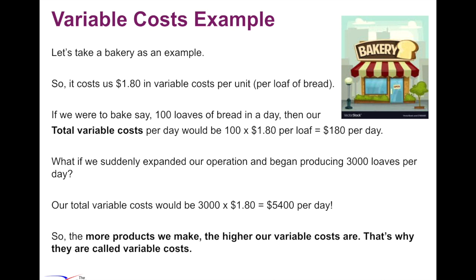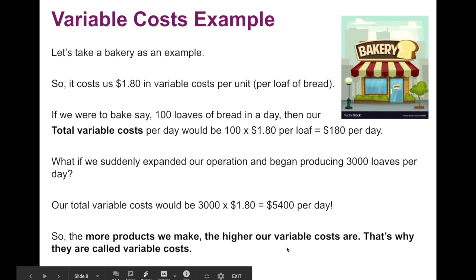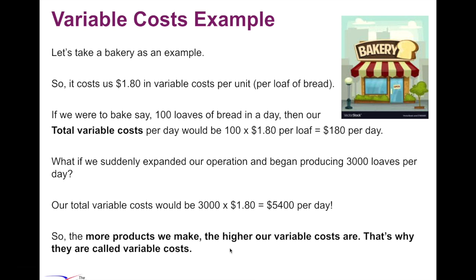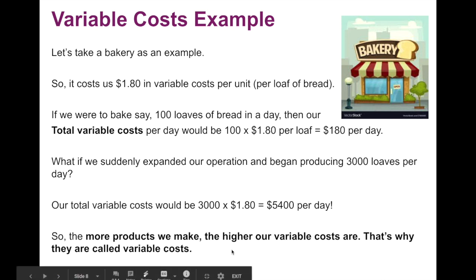A lot of people think that businesses can just make more and more and more, and that's not the case. They have to be able to pay for it. And more importantly, their sales revenue has to be greater than this so that they can pay it off and still have money left over to pay for other things. But anyway, the main message here is the more products we make, the higher our variable costs are, and that's why they're called variable costs, because they vary. For anybody who doesn't know, the word vary means to change, specifically to change in relation to something else. In this case, it changes according to how many units we produce.